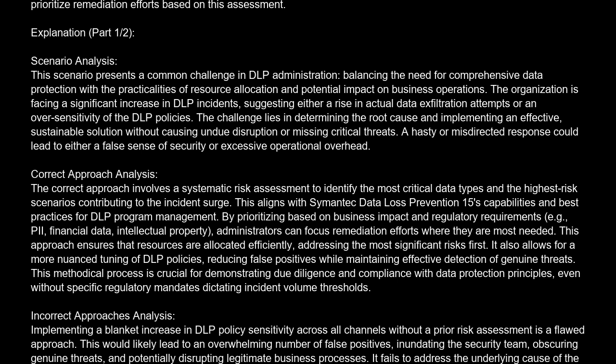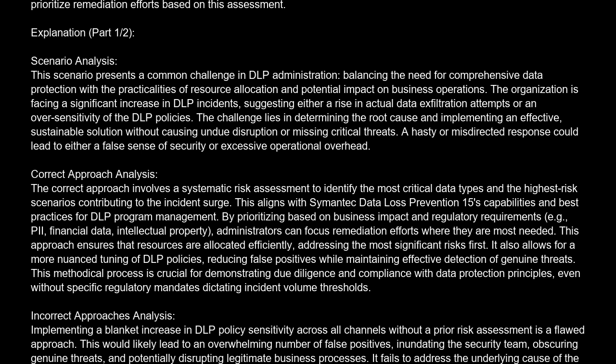It also allows for a more nuanced tuning of DLP policies, reducing false positives while maintaining effective detection of genuine threats. This methodical process is crucial for demonstrating due diligence and compliance with data protection principles, even without specific regulatory mandates dictating incident volume thresholds.